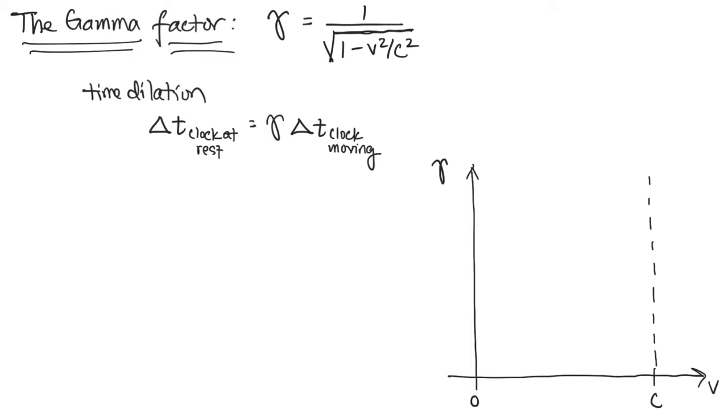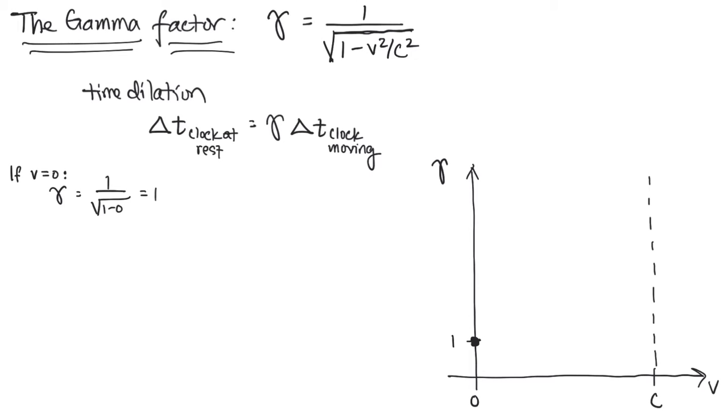The first thing to notice is, let's look at a few values of gamma. What if v was 0? Well, if v is 0, then gamma is 1 over the square root of 1 minus 0, so gamma is just 1. So on the left side of our plot, we're down at 1 when the speed is 0. So we can put a dot there.